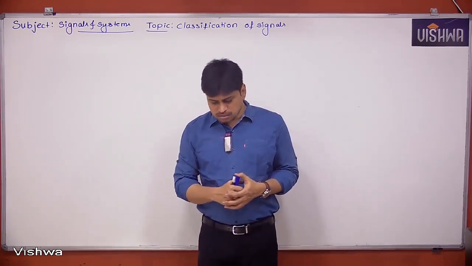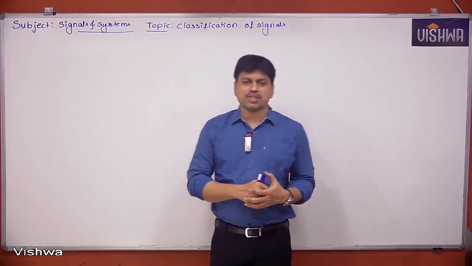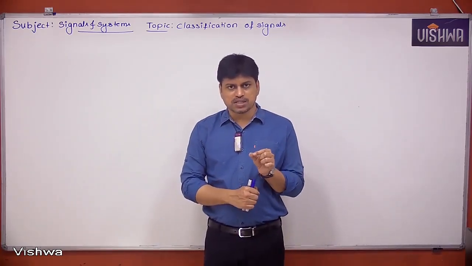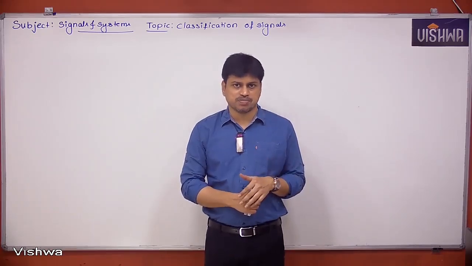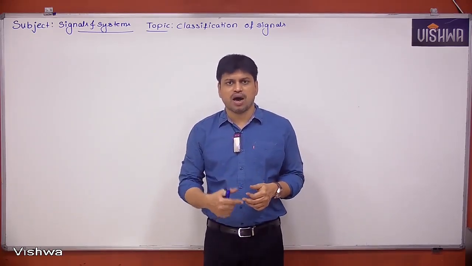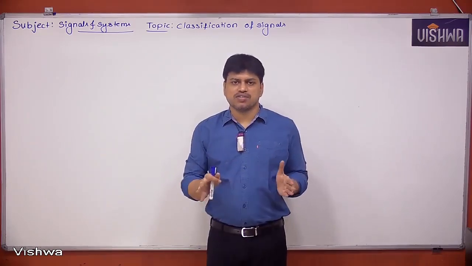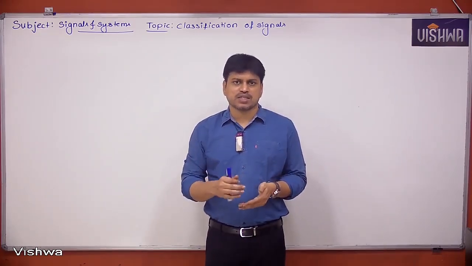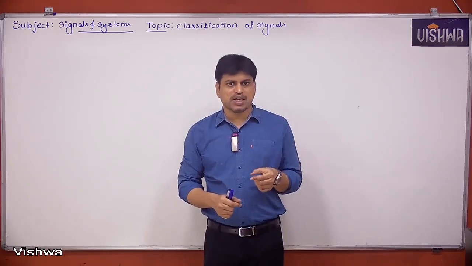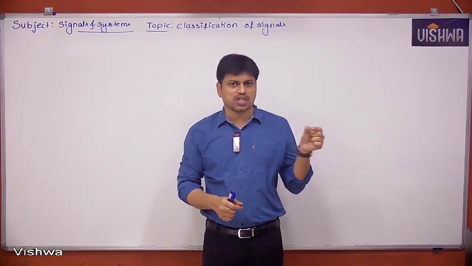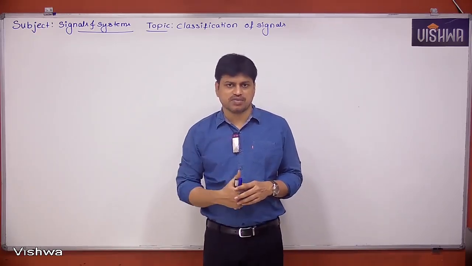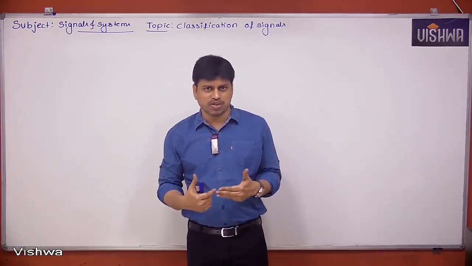Next, power signals. We told that a power signal must be of infinite duration. In that, we again have two categories. All periodic signals are definitely power signals. Next, if it is an infinite duration signal which is not periodic, then its amplitude has to be a constant value at t equal to infinity or t equal to minus infinity. These are the things we observed yesterday.